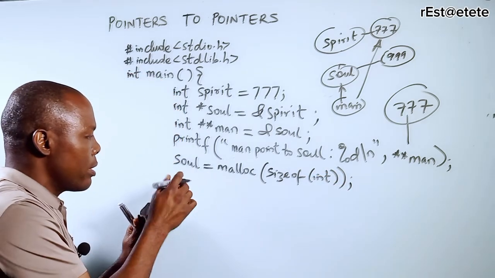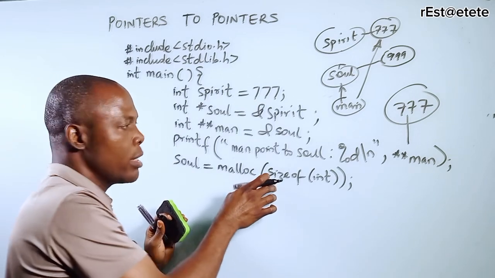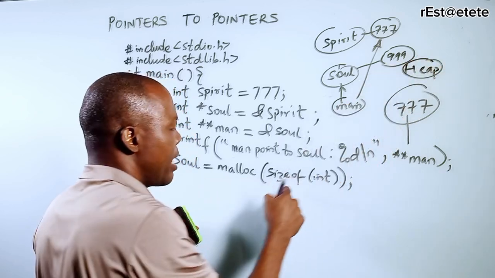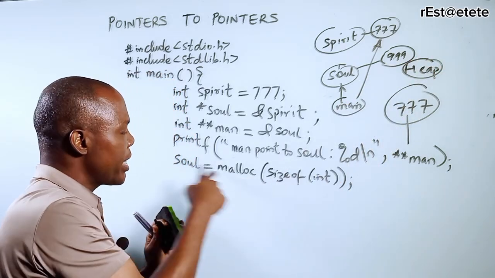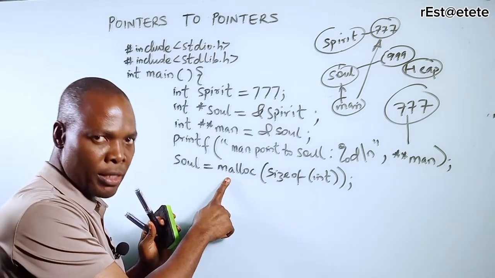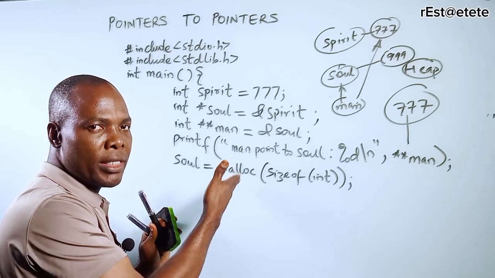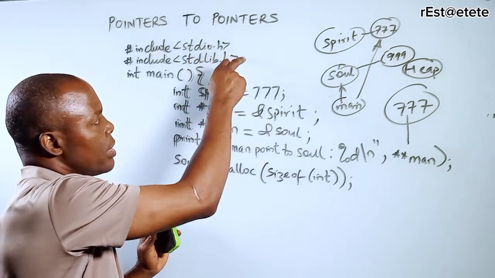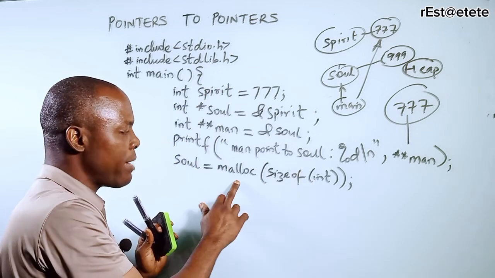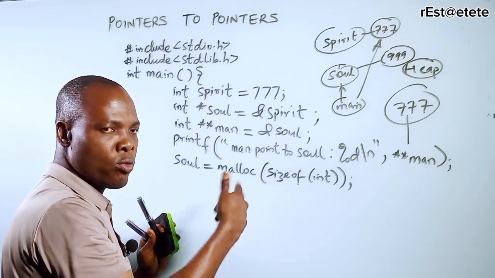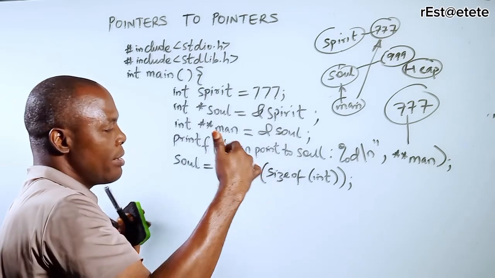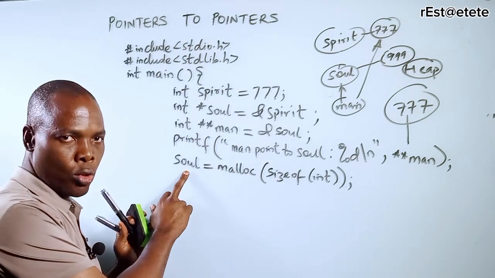So I have created a dynamic memory, and this will be created in the heap. I've pointed soul, which is a pointer, to it. But I did not typecast it explicitly. This is an implicit typecasting because of this library, which allows me to implicitly typecast malloc from a void pointer to an integer pointer. So I have used this now to allocate a memory size for this soul.